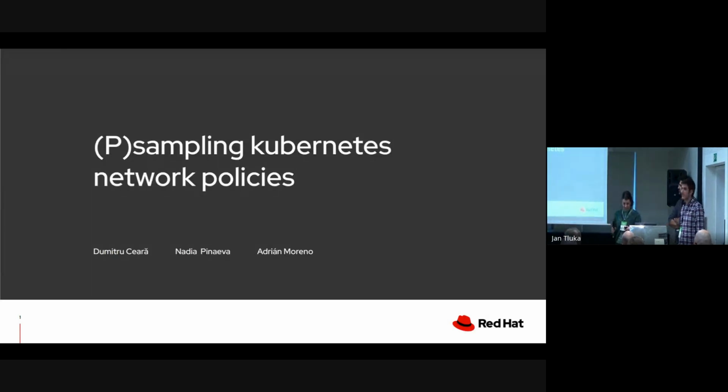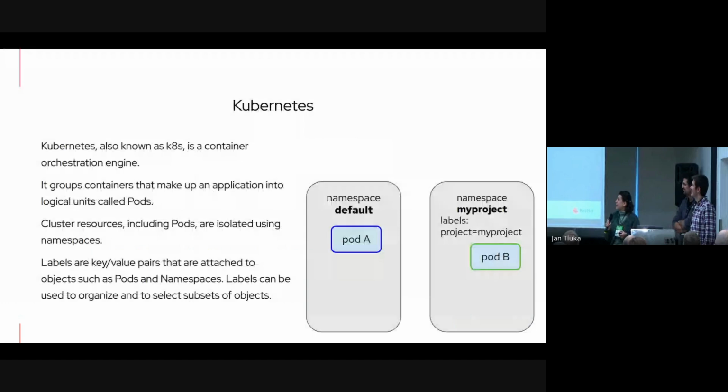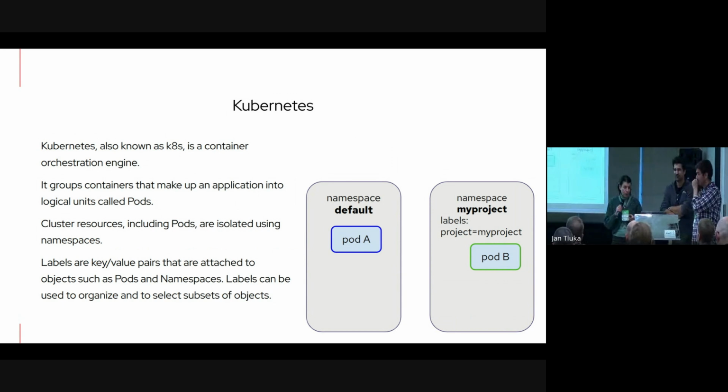All right, welcome back. So our next talk is P-sampling Kubernetes network policies. And this will be Nadia, Dumitru, and Adrian. All right. So we'll talk about Kubernetes today a little bit. I'm Nadia. These are my friends, Adrian and Dumitru. You already know them. To understand the problem, we'll have to start from the beginning.